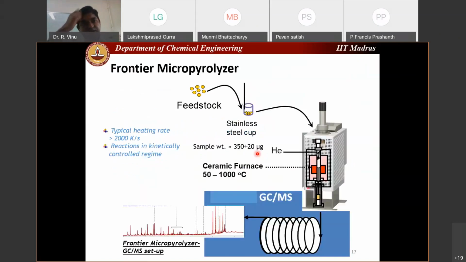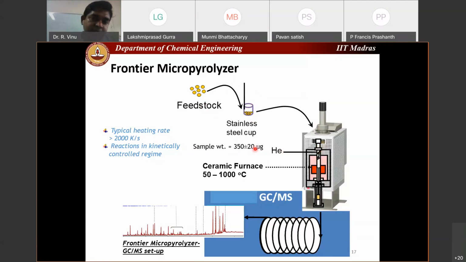Coming to this first one, Karthik in his first slide explained what the Frontier micropyrolyzer is. I'm describing the most elementary system of Frontier, which is called a single shot or multi-shot pyrolyzer. What is usually done is you take the feedstock. As I said, the particle size has to be very small so that the reaction is happening in a kinetically controlled regime. You take it in a deactivated stainless steel cup, right? And then you drop it inside a quartz tube that is surrounded by a furnace.